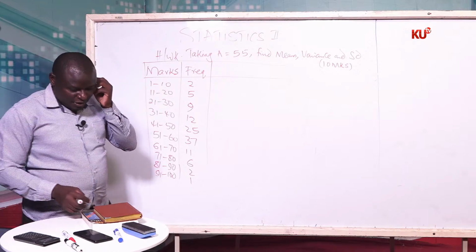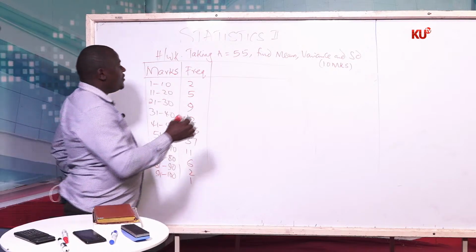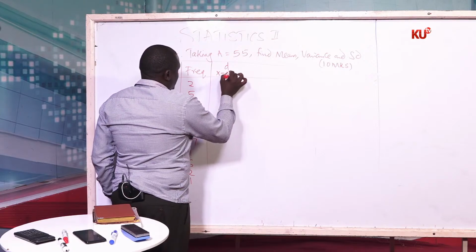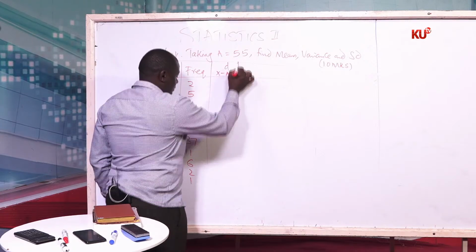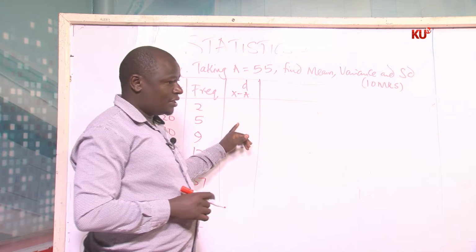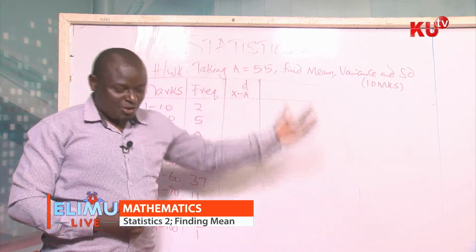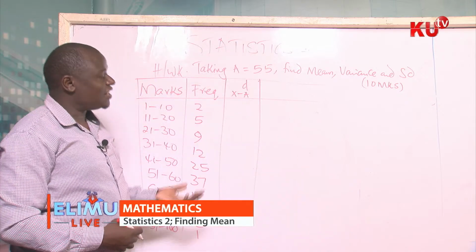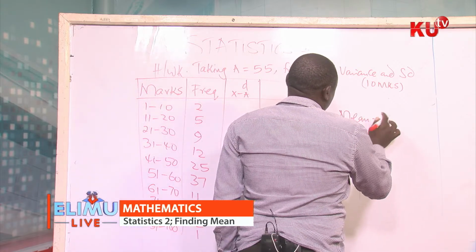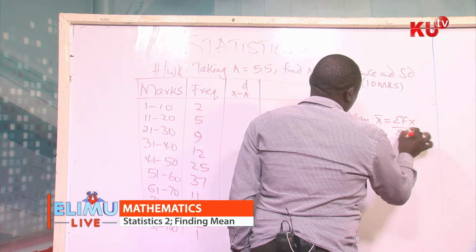Now, I have picked a question from one of you. They're asking, is the column of D a must? D is deviation from assumed mean. This column is very important because if you don't use the column of D, then you are using the other method of looking for mean. There is another method. I already said that. And I had said that mean, which we indicate as x bar, is given by summation of fx over summation f.